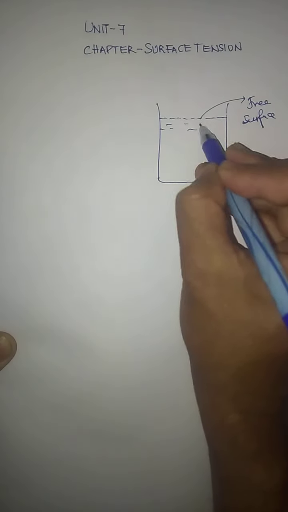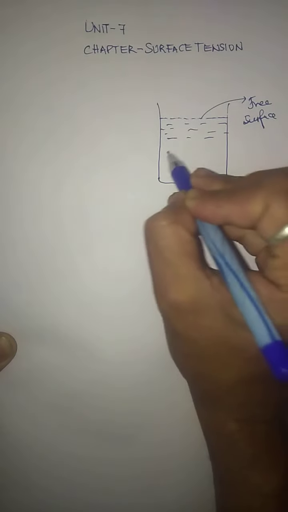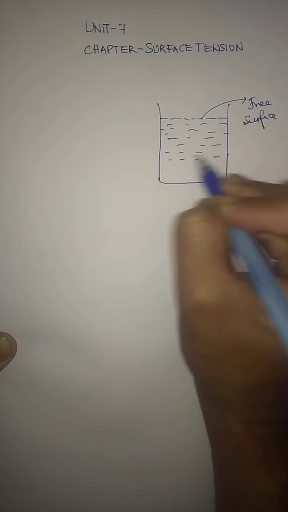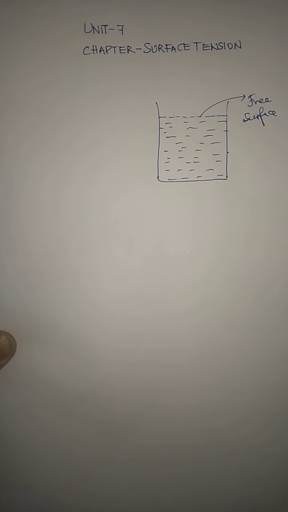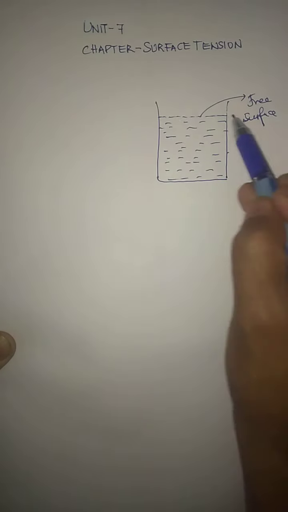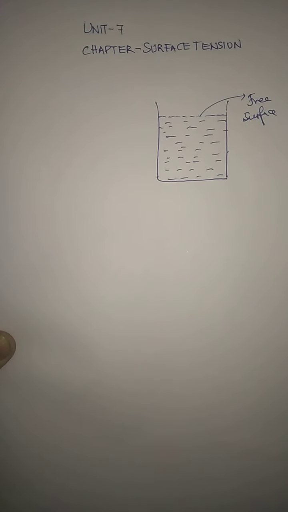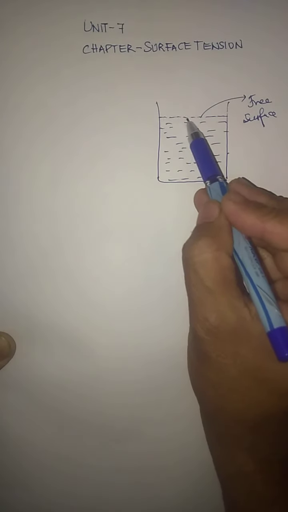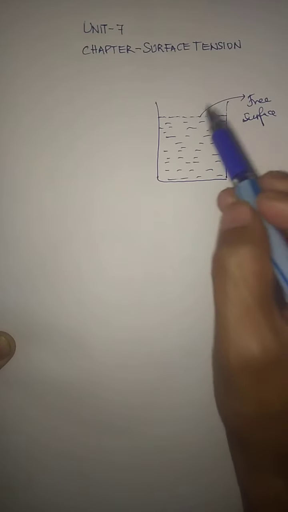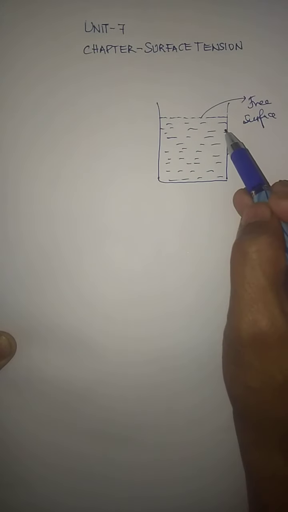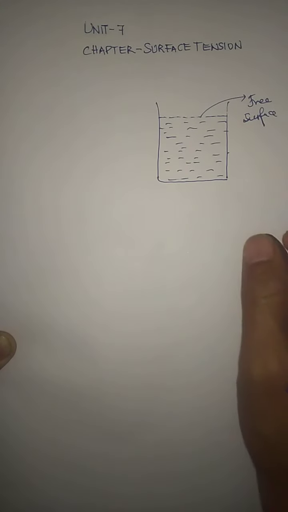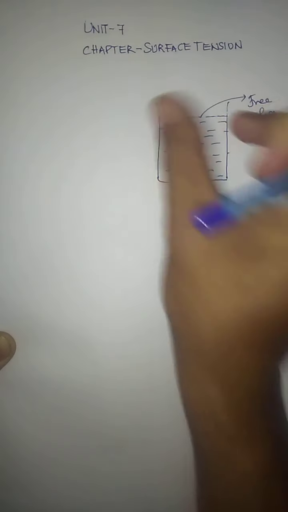Now this is completely filled up with liquid. It can be any liquid, like water or any other liquid, but most commonly we take water. There is a surface, as I said, which is in contact with the air, and that surface is called the free surface. Now this free surface of any liquid is in a state of tension, and it exactly behaves like a stretched elastic membrane.